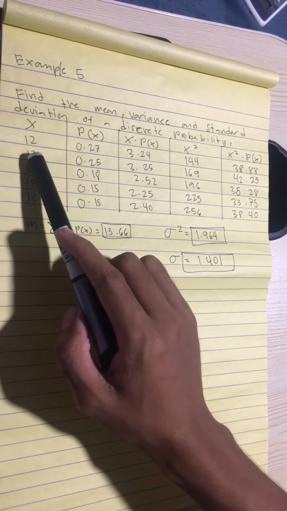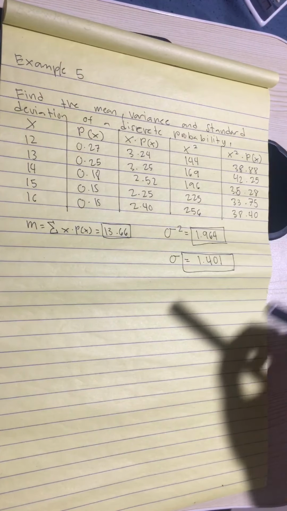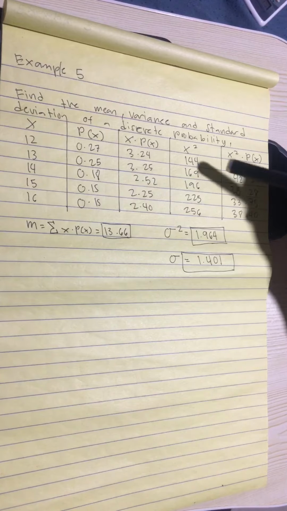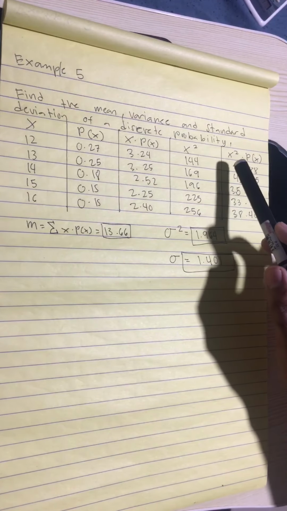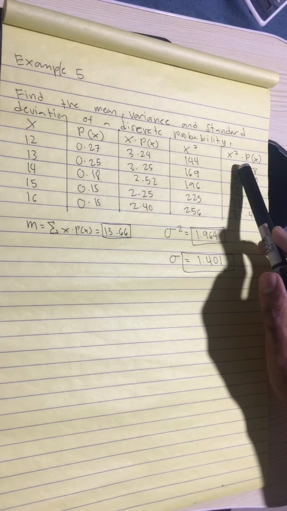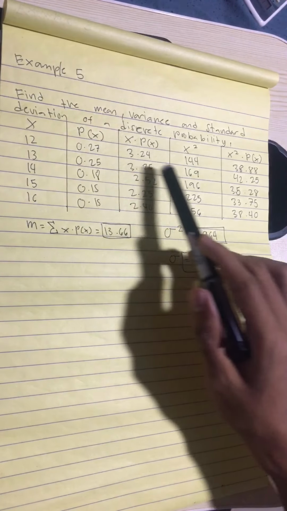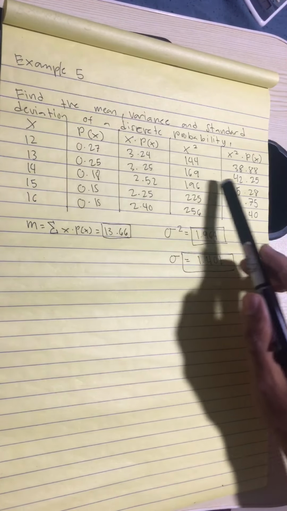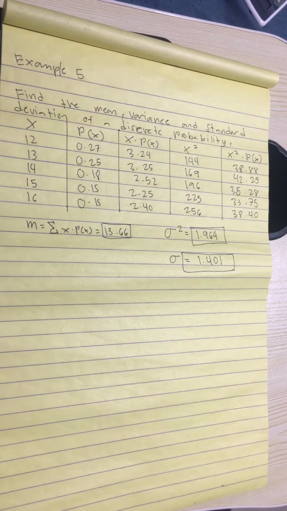So here, x squared, we need to square this column. So 12 squared is equals to 144, and so on and so forth. So after squaring the column x, you can now multiply the x squared to the value of p of x. So x squared times the p of x. So 144 times 0.27 is 38.88, and so on and so forth.